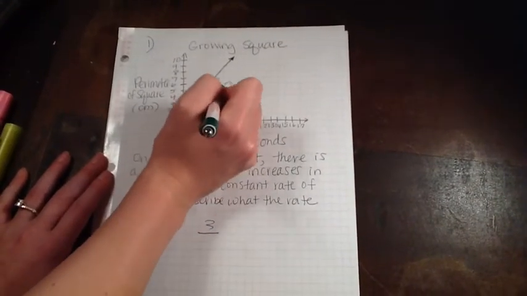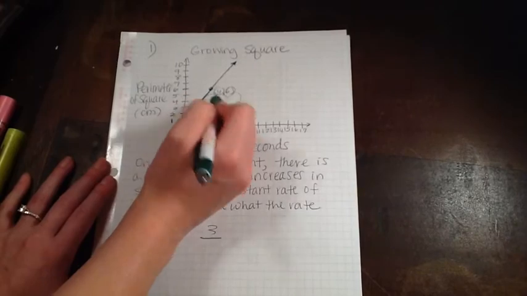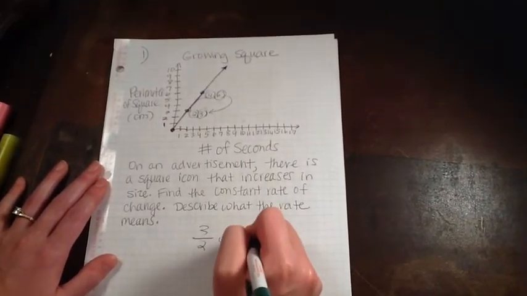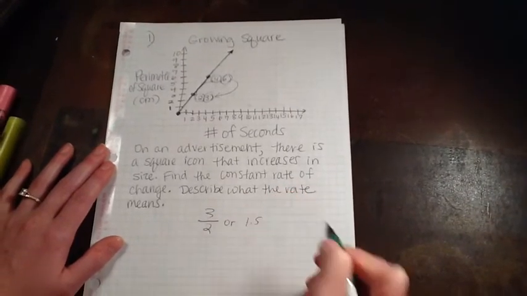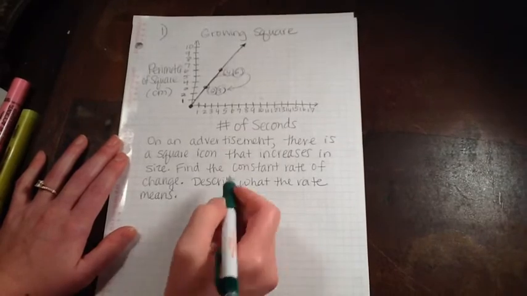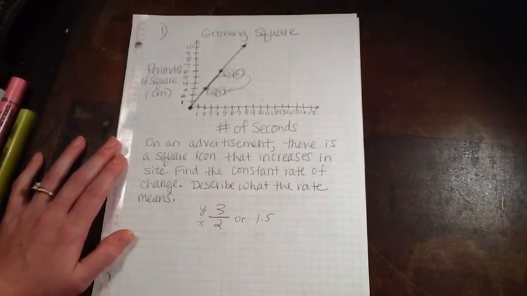Now let's look at our x values. How much do we have to go up to go from 2 to 4? We have to go up 2, right? So we have 3 halves, or 1.5. So now, what does this mean? It says describe what this means. So basically, in the numerator, we have our y values, and in the denominator, we have our x values.